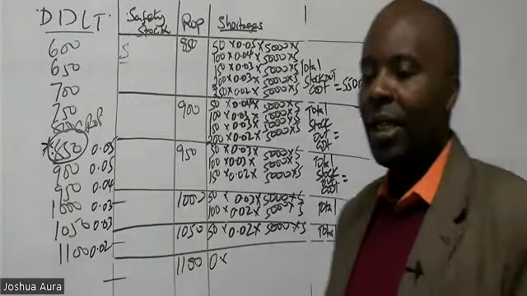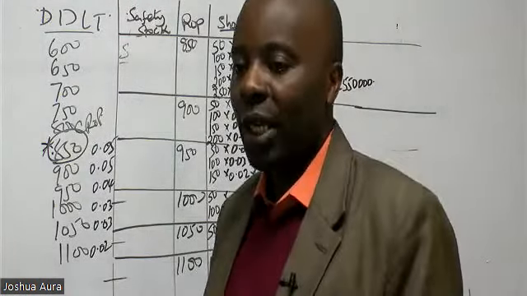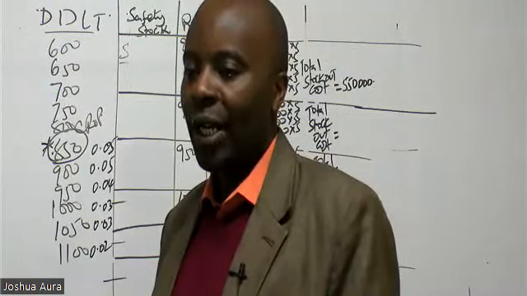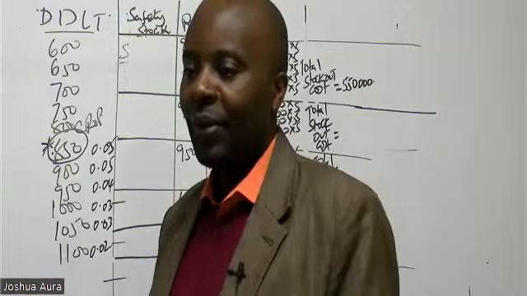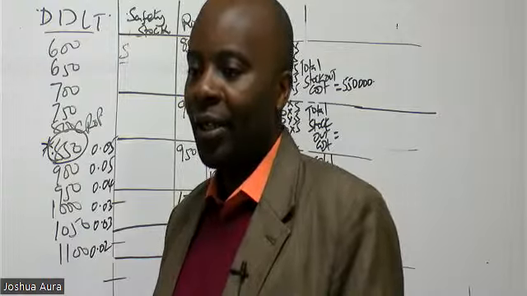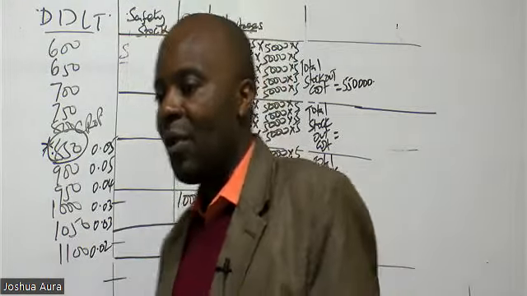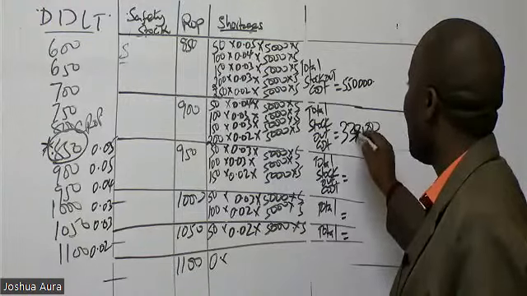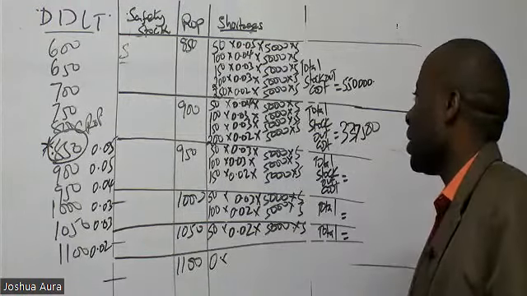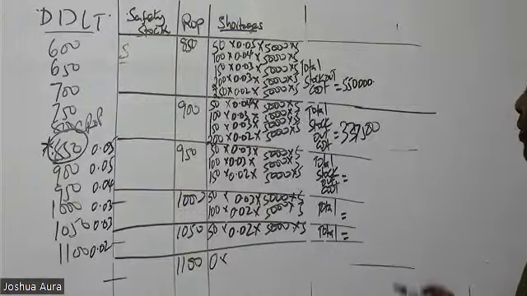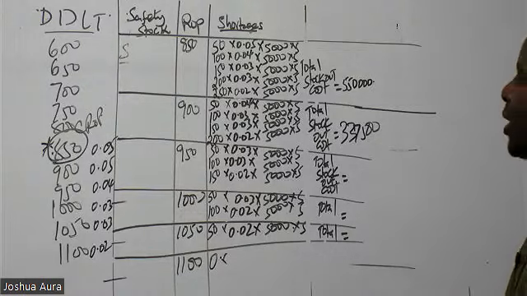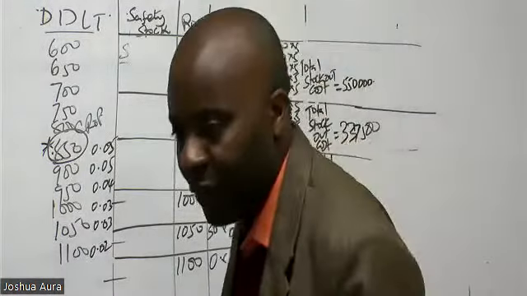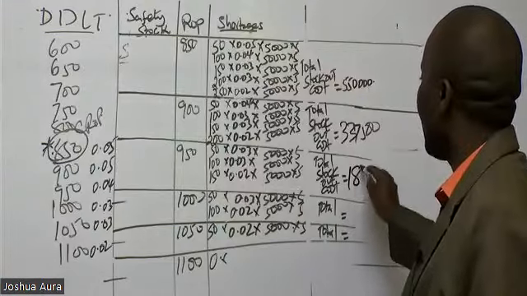So for 900, is there somebody who is able to give us the total cost for 900? Total cost for 900, 337,500. And then now we have the third cell. The third cell is 187,500.